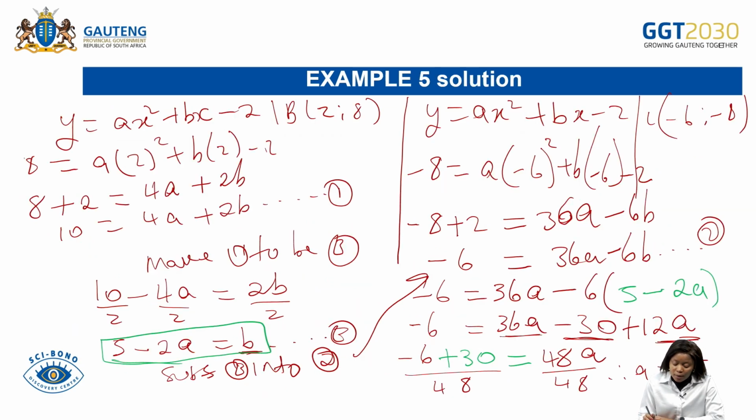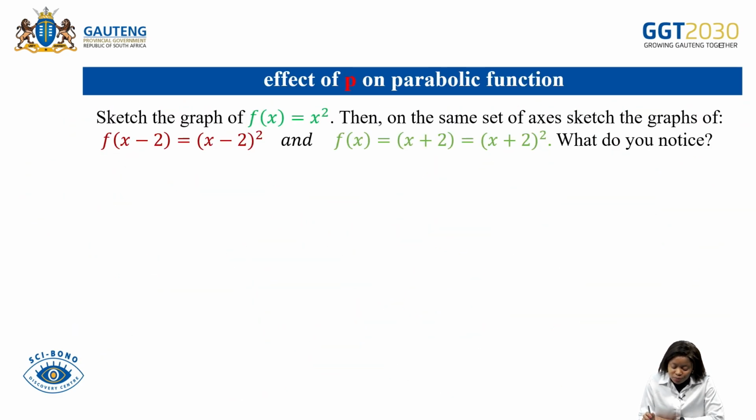Okay, let's continue. Let's look at the effect of p on a parabolic function. So remember, in grade 10, you were only used to the function of ax squared plus q, right? P is a new parameter to you. Okay, so first things first, let's sketch the graph of f of x equals x squared. Remember, the graph of f of x equals x squared.